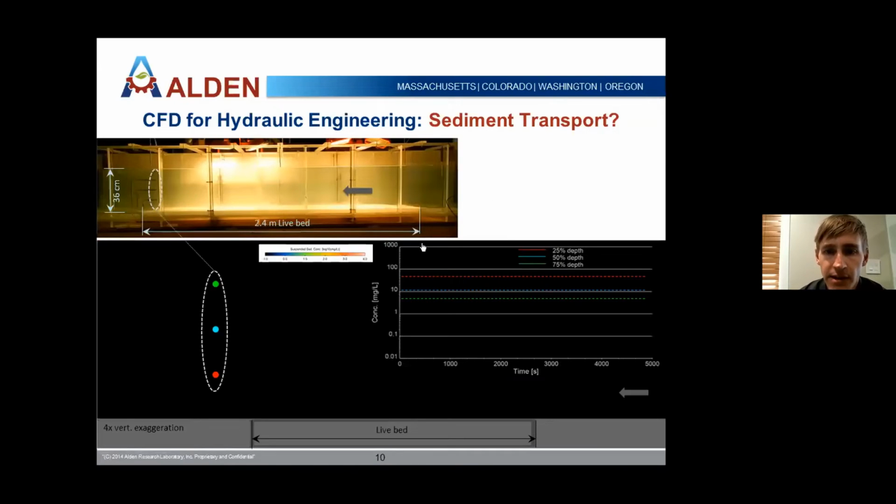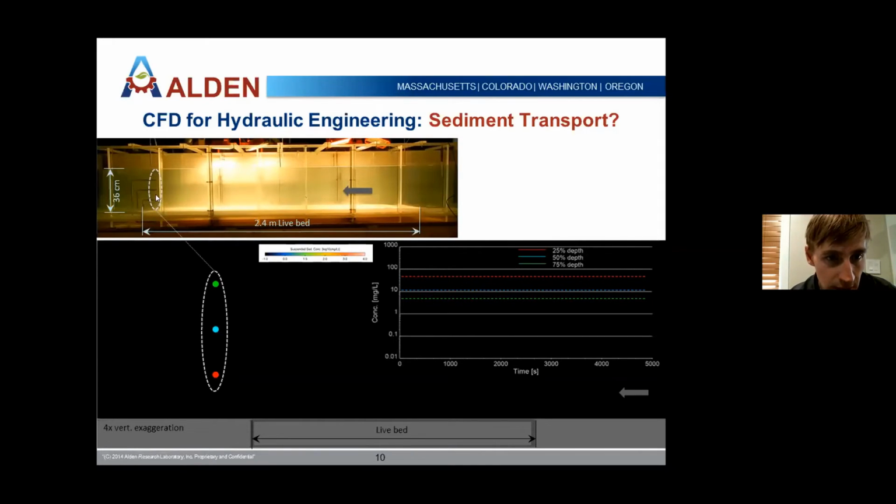Here's some work that I've done with Flow3D's sediment model. Working at Alden, I have the benefit of also having access to some physical model results. This top picture shows a laboratory flume. It's about 36 centimeters deep, and there is a section of live bed. So there's sand-sized sediment, this white stuff here on the channel bed.